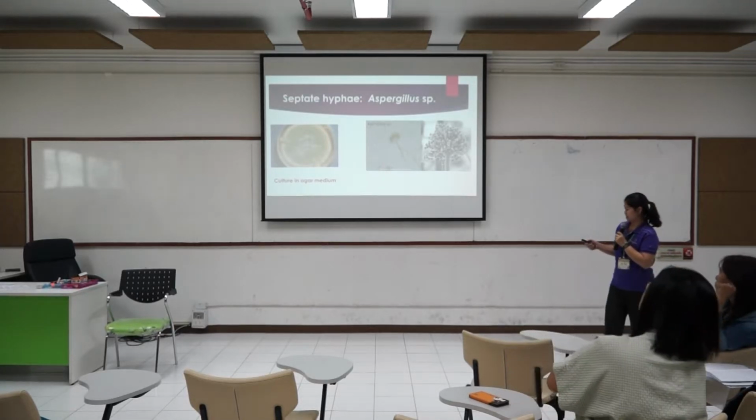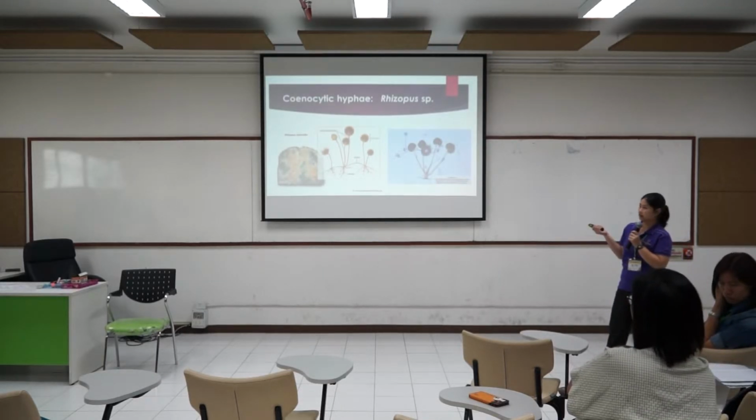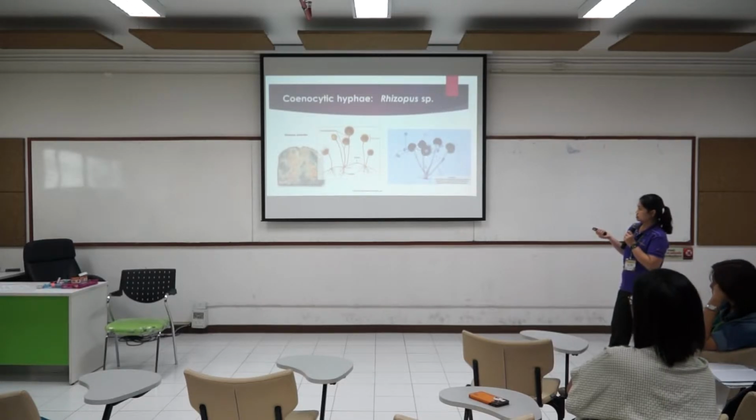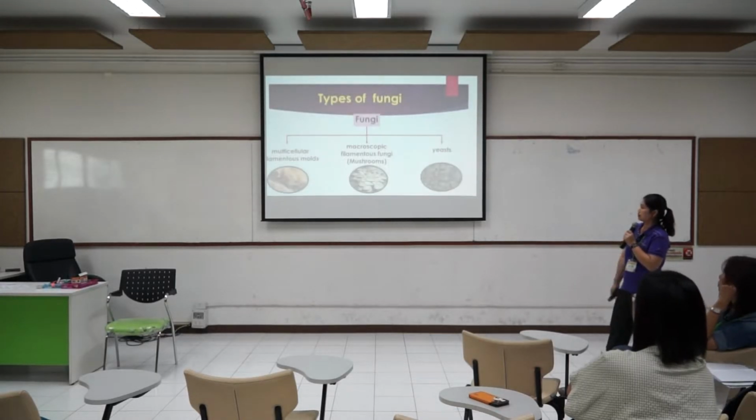No? Okay. Next one. This is an example of cenocytic hyphae. This species is called Rhizopus. We can find it on expired bread. And the color is black. It has rhizoids which can absorb the nutrients. Rhizopus is a species which does not have septa in the filament or hyphae. Then we call it cenocytic hyphae.